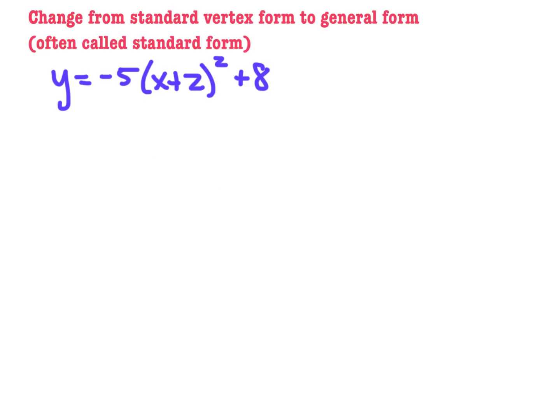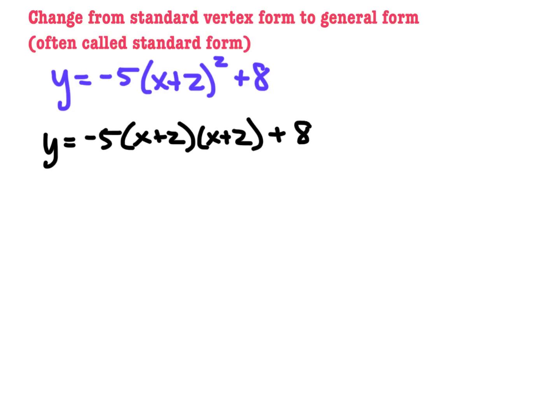All right, the last thing that I want to do is try to change from standard vertex form to general form. And again, a lot of people just say general form, they just call that standard form, and instead of standard vertex, they just call this vertex. So you might see this say, go from vertex form to standard form. Anyways, the way that we do this is we have to think, okay, what does this 2 out here mean? It means that it's squaring the (x plus 2). That means that we actually have y equals negative 5 times (x plus 2) times (x plus 2) again plus 8.